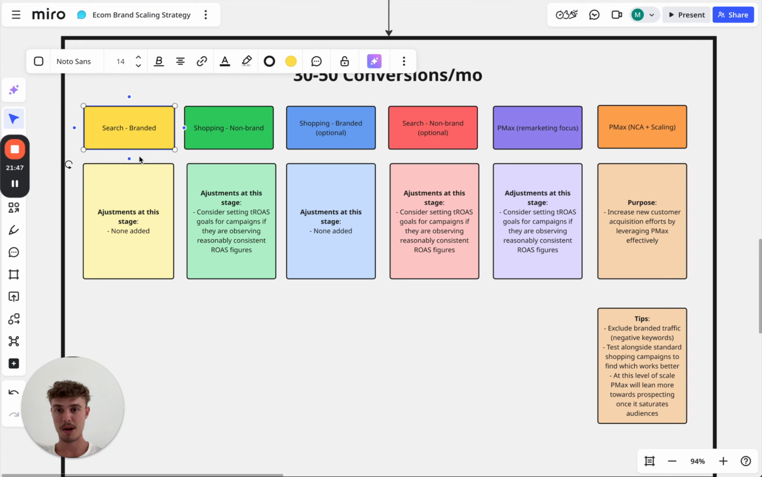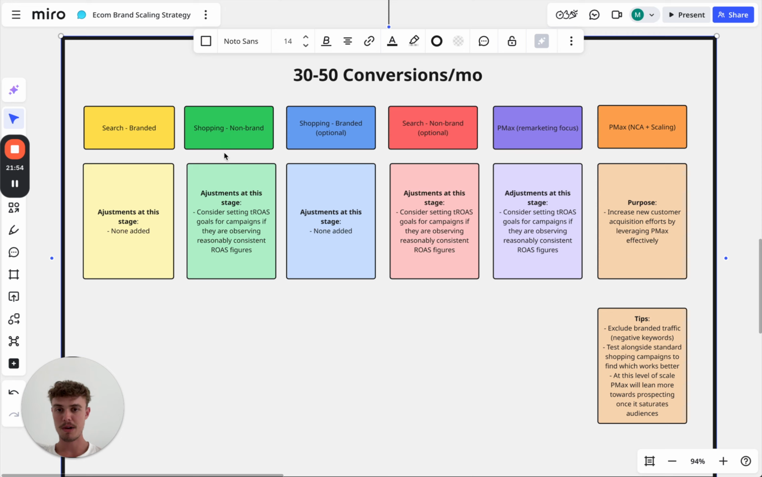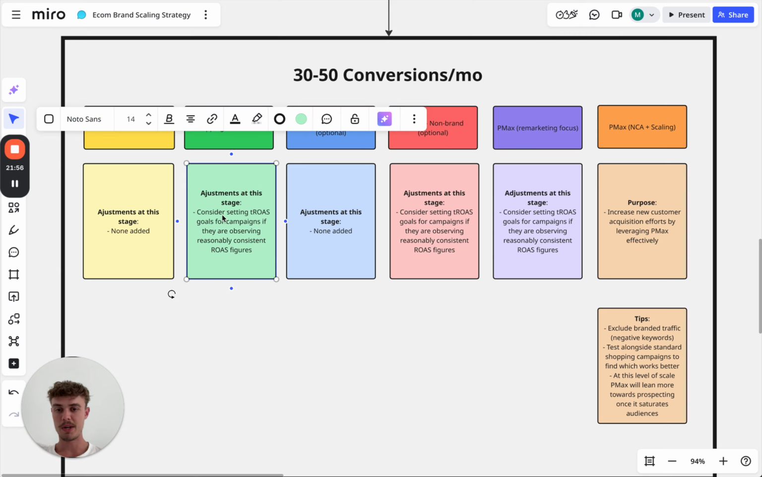First of all, branded campaigns. They are staying the exact same, no changes needed. Our shopping and non-branded campaigns, what we need to do here is consider setting a tROAS goal for your campaign if it is observing a reasonably consistent ROAS. So, like I was saying here, we can start to introduce our target ROAS, which allows you to tell Google what kind of ROAS you want to achieve on the campaign, right? Now, it doesn't exactly work like that.